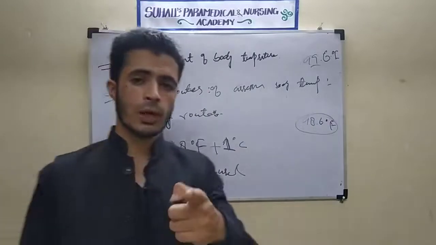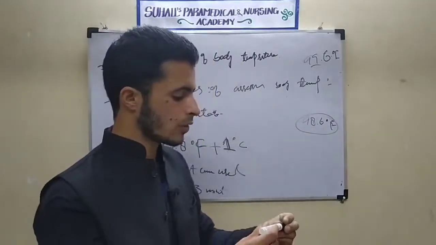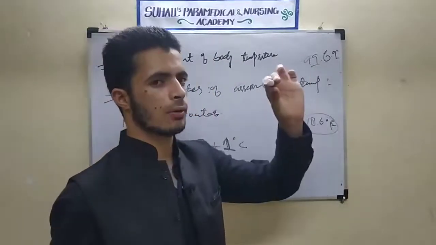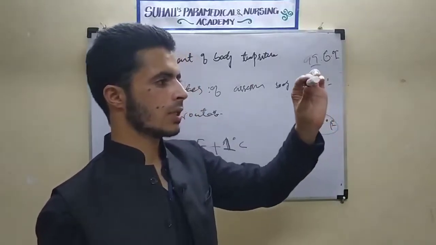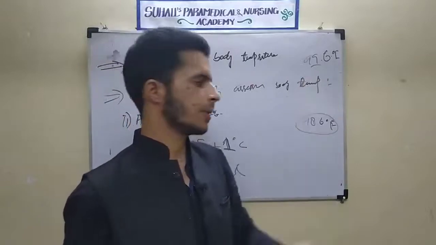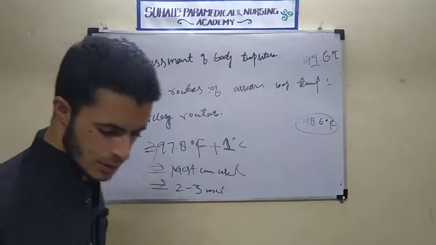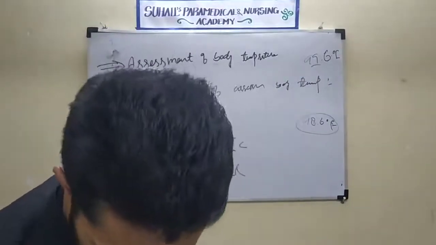And remember one point I forgot here: when we are checking the temperature, we should keep the thermometer at eye level, not above, not below, because at eye level we can easily see the actual reading. Okay, this is the axillary route that I have told here.